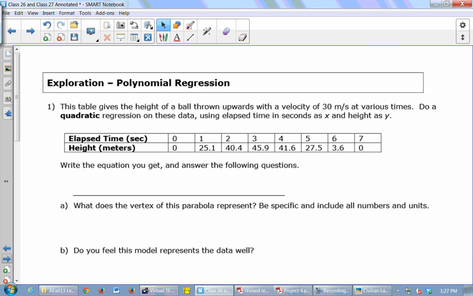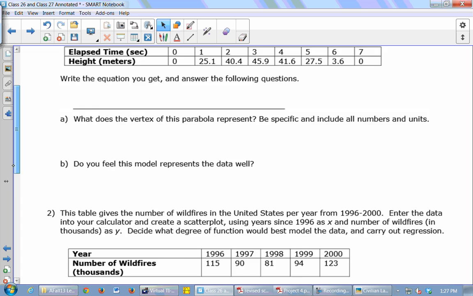All right, so I'm going to have you do some work in your groups. I have several data sets. You're going to get some equations that will model the data, and then answer some questions about the model.